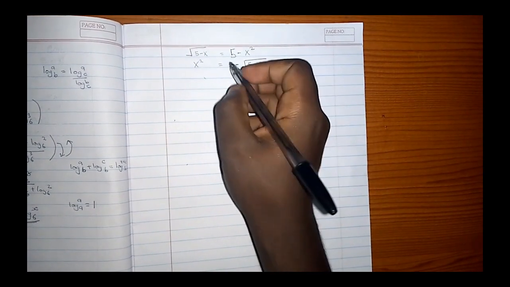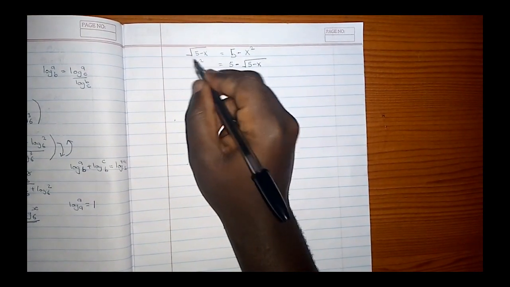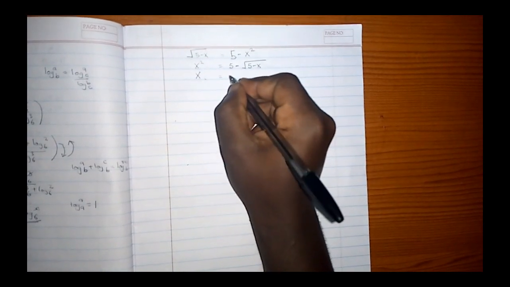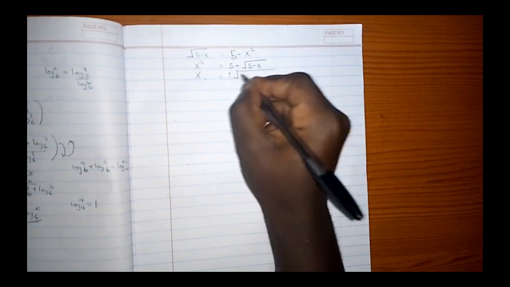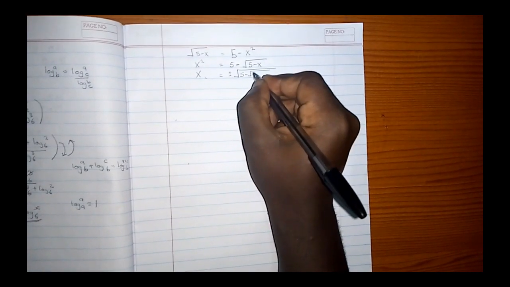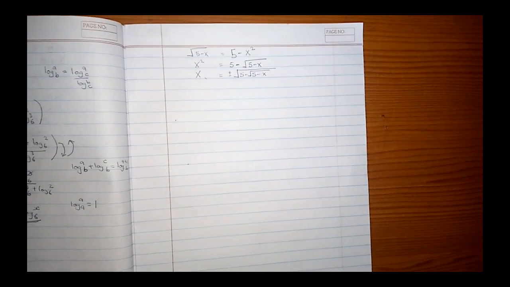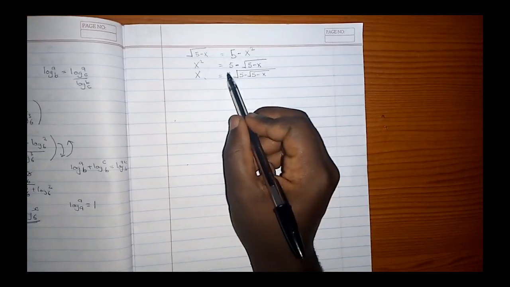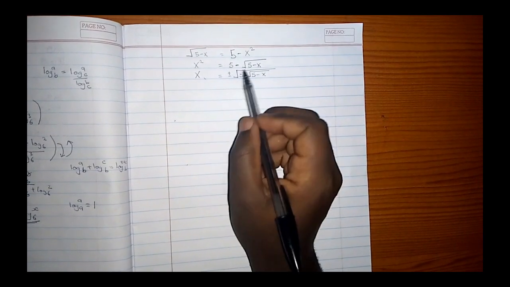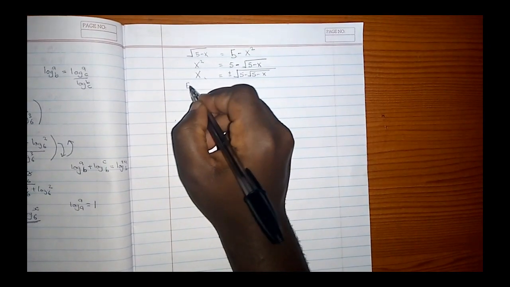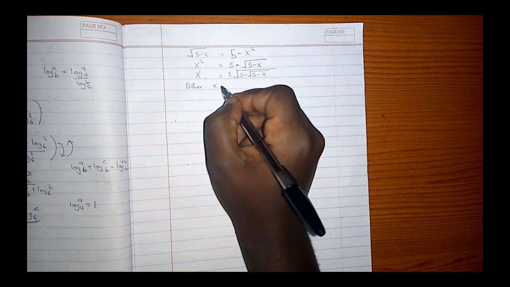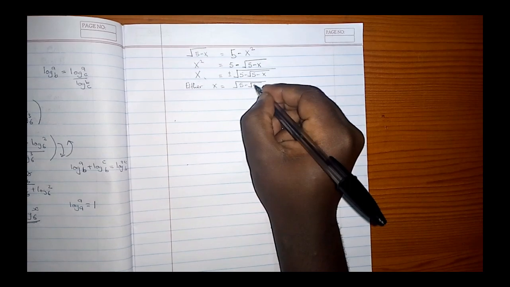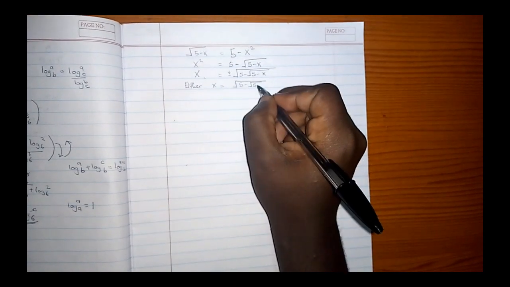The next thing you're going to do is take the square root of this. So x equals plus or minus the square root of 5 minus square root of 5 minus x. That means we have two answers. The first answer is positive, the second answer is negative. So let us consider the first answer, when x is positive: x equals the square root of 5 minus square root of 5 minus x.